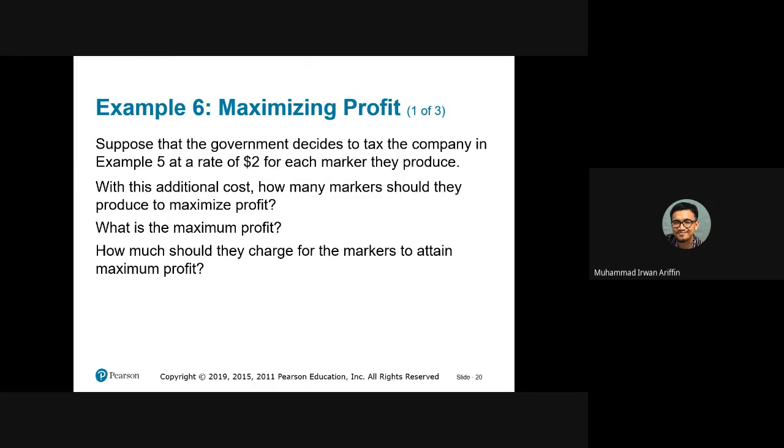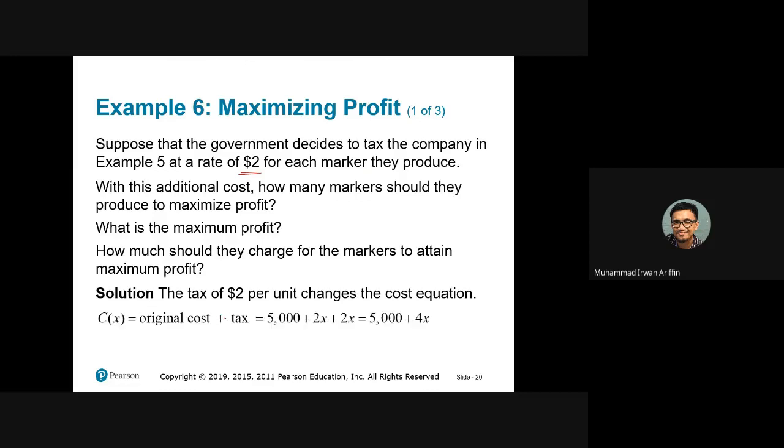Next example, using the same information, it's just that now the government imposed a tax of $2 for each marker that the company produces. So with the introduction of the tax, our cost has now changed, right? The revenue function remains the same, but the cost function is now changed due to the introduction of the tax. And because of that, our profit function will also change. So it affects the cost equation.